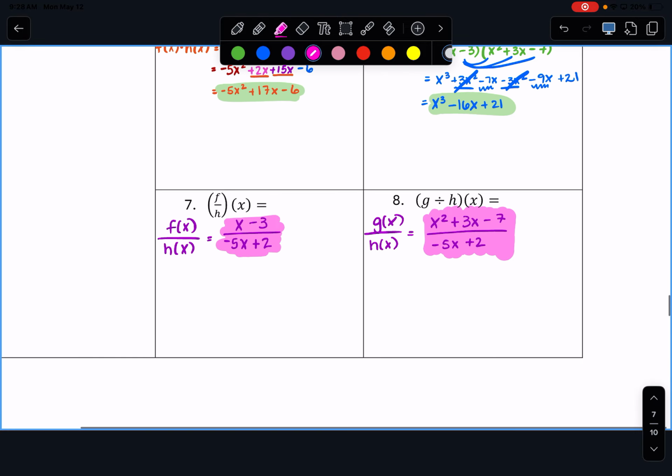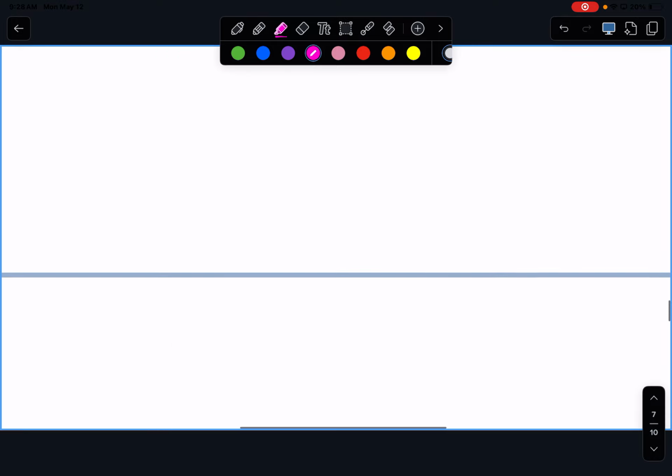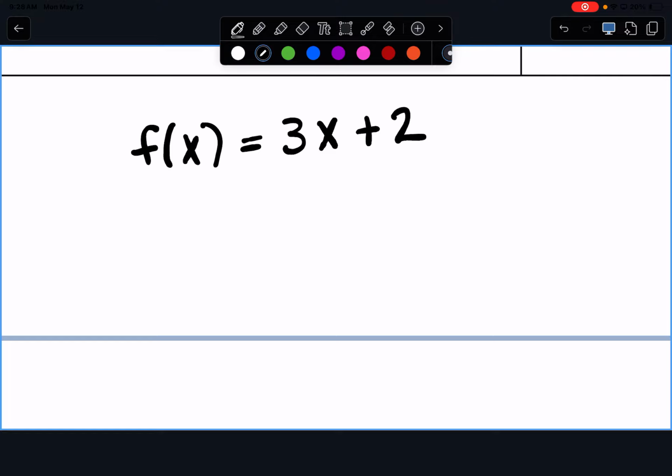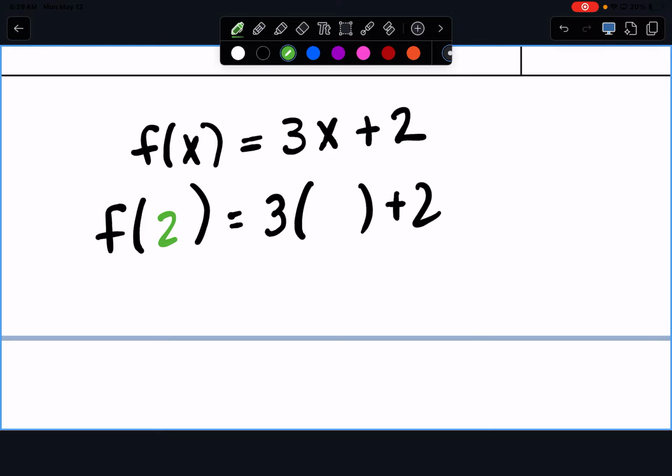Now, the last topic in Unit 10 is the only true new topic this unit, but that does not mean it's going to be super difficult. If I gave you f of x equals 3x plus 2, and I ask you to find f of 2, what would you do? Plug in the 2 for x. So you do 3 times 2 plus 2. What is 3 times 2? 6. Plus 2 would make it 8.